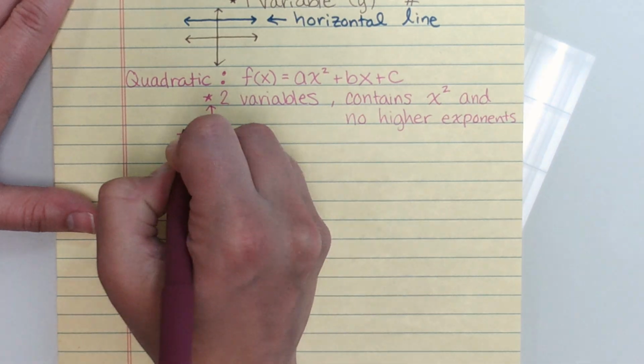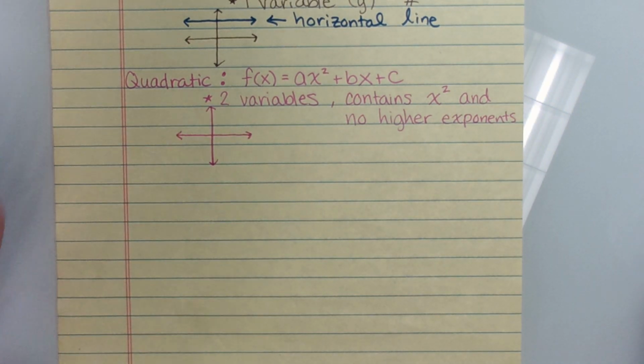Does anyone remember what quadratic equation graphs look like? Say it a little louder. Curved upward. Curves upwards. I will agree with that. Need a little bit more to it though, because there's a lot of graphs that curve upwards.